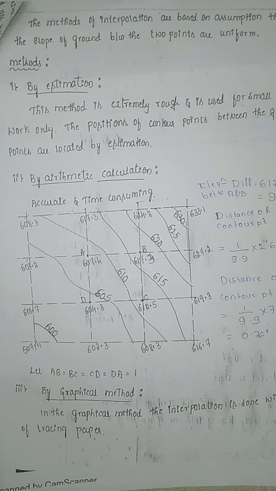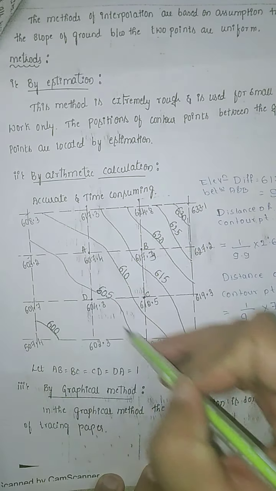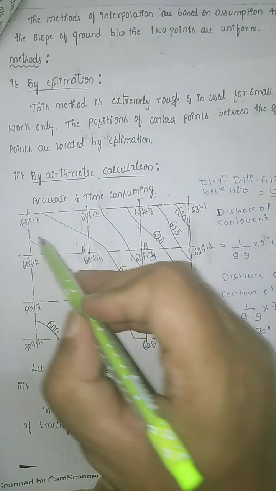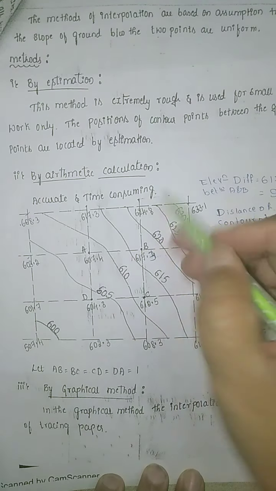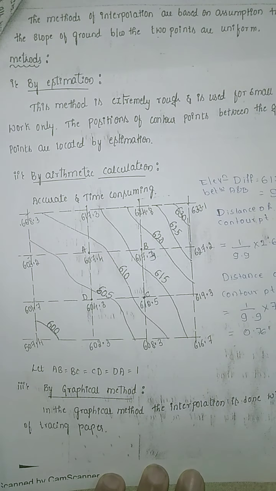Next is by arithmetic calculation. This method is more accurate and more time consuming. The position of the contour points between the guide points is located by arithmetic calculation. Here the grids will be given to you, not the contour lines; only these readings have been taken. Here you have these grid lines with the RLs 608, 617, 624, 633.